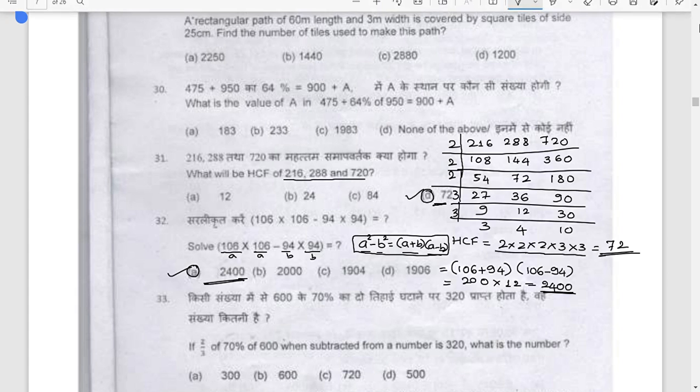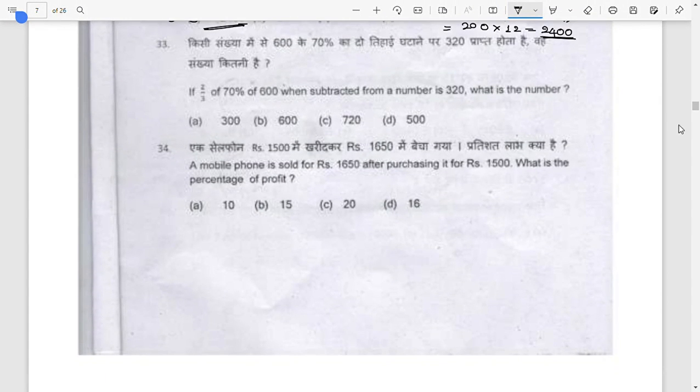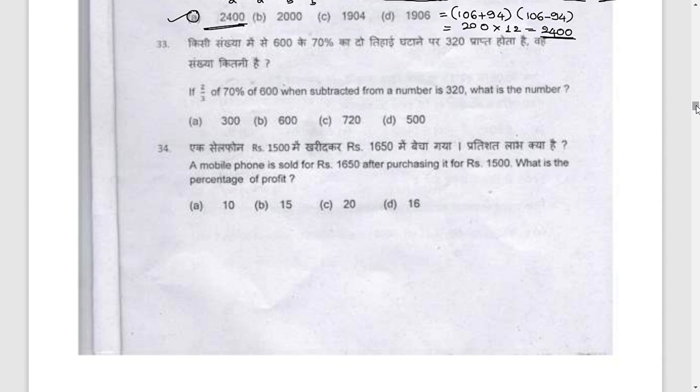Now read the next question, 33. 2 by 3 of 70% of 600 when subtracted from a number is 320. What is the number? So if "of" is given in the question, we have to multiply. Very good. So 2 by 3 of 70% of 600 when subtracted from a number. We don't know that number.